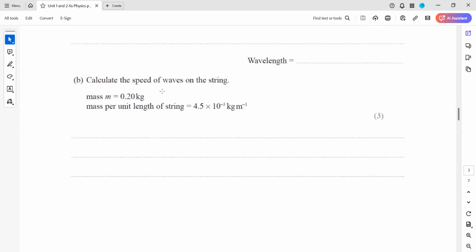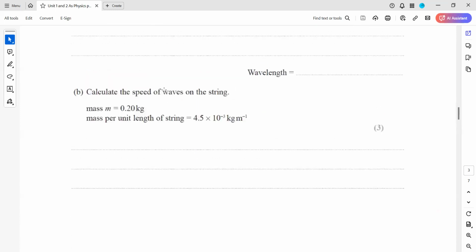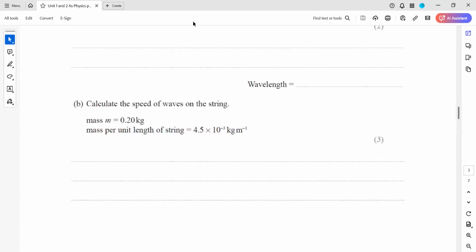Calculate the speed of a wave on the string of mass m, and the mass per unit length is given. So there are two formulas you can use to work out the speed of a wave in a string. One is the wave equation, v equals f lambda, and the second is v equals the square root of T divided by mu, where T is the tension and mu is the mass per unit length. Like how much force is applied, what force is stretching the string, that is called tension. And that tension is equal to the weight which is attached here.